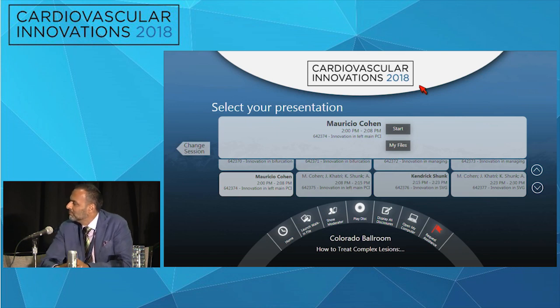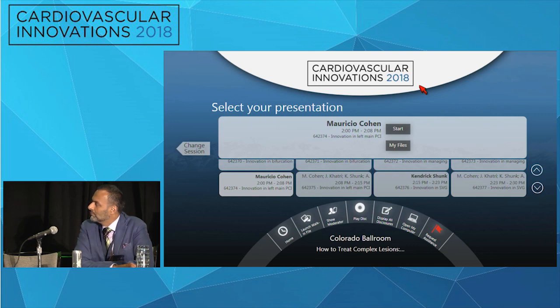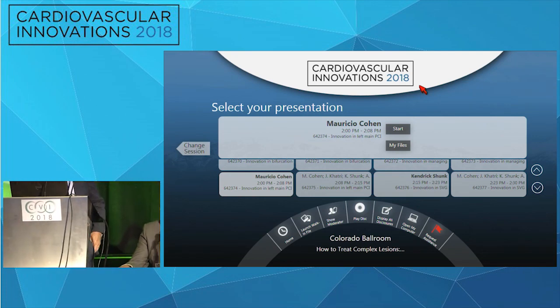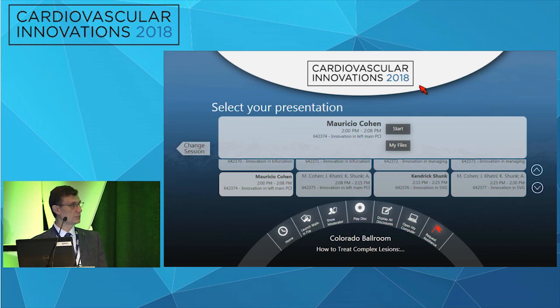And then there's more data on the residual cross-sectional area. The smaller the residual cross-sectional area, the worse the outcomes. So we need to use our best strategies and achieve optimal image-guided results.